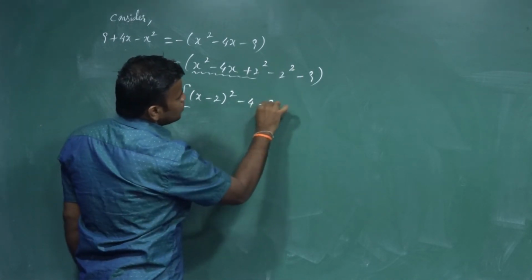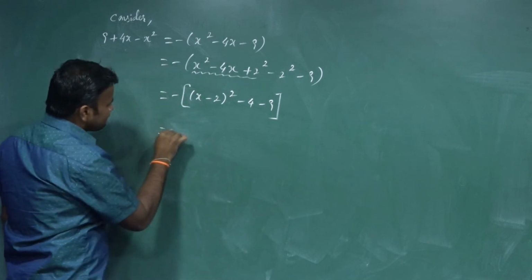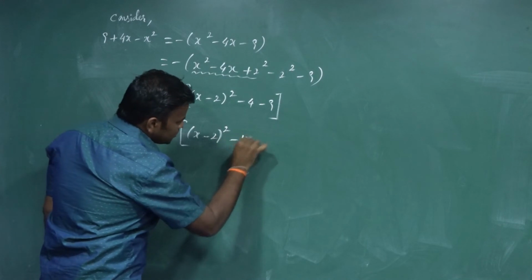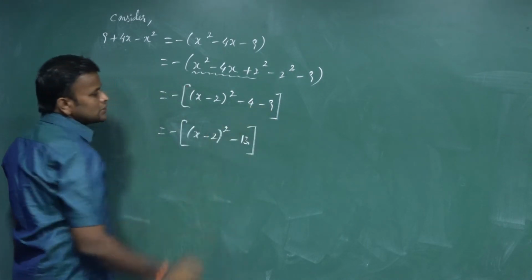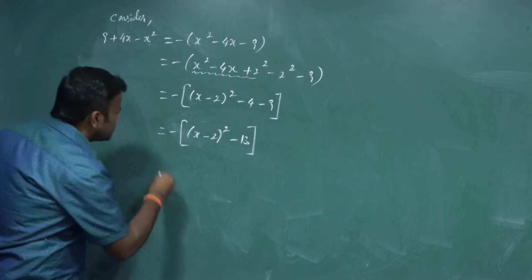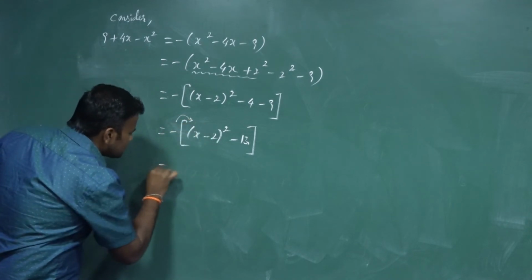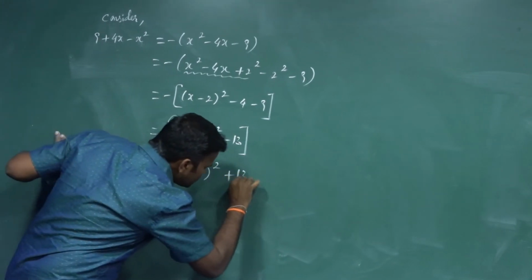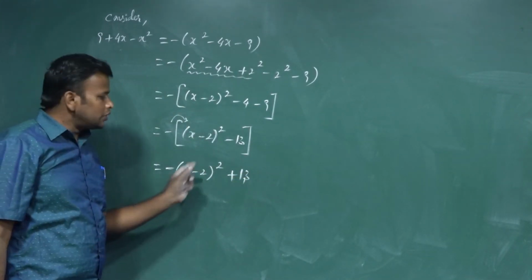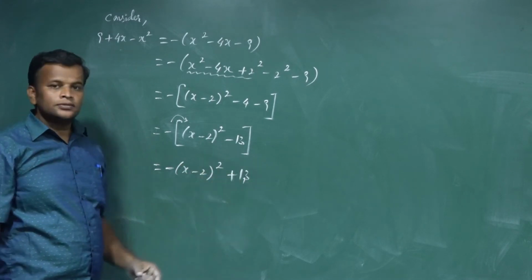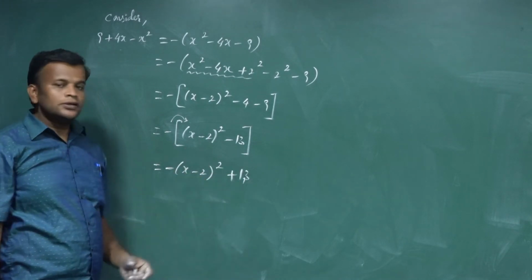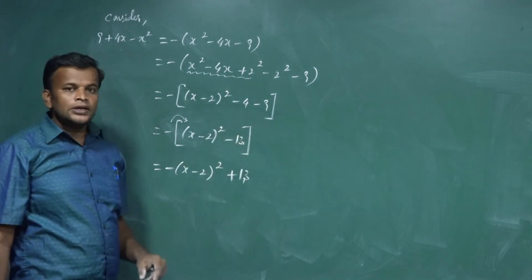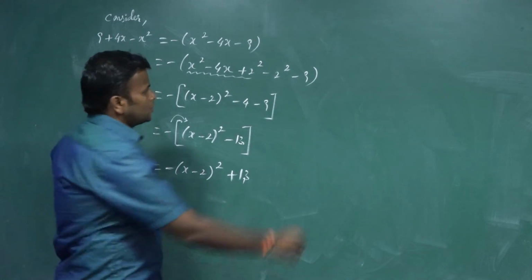Minus 2 square minus 4 minus 9, minus half x minus 2 the whole square. Minus 4 minus 9 is minus 13, and I multiply the minus inside now, so minus x minus 2 the whole square plus 13. But both the terms we need within a square. So how to write 13 as a square? We already saw this type of problem. Suppose we write root 13 the whole square, which is nothing but 13.